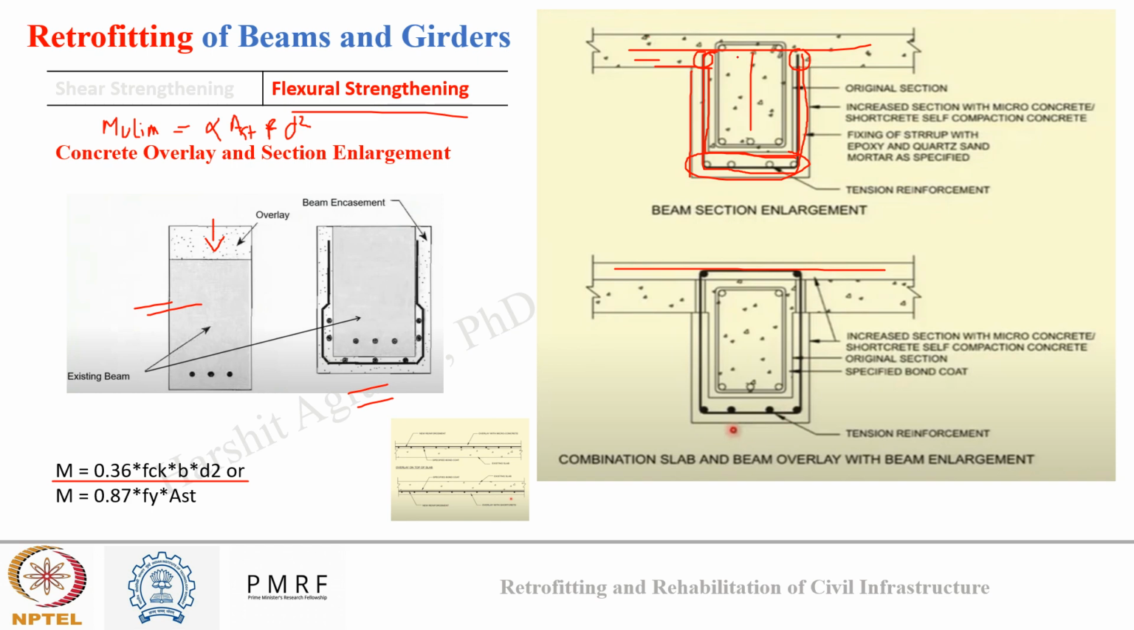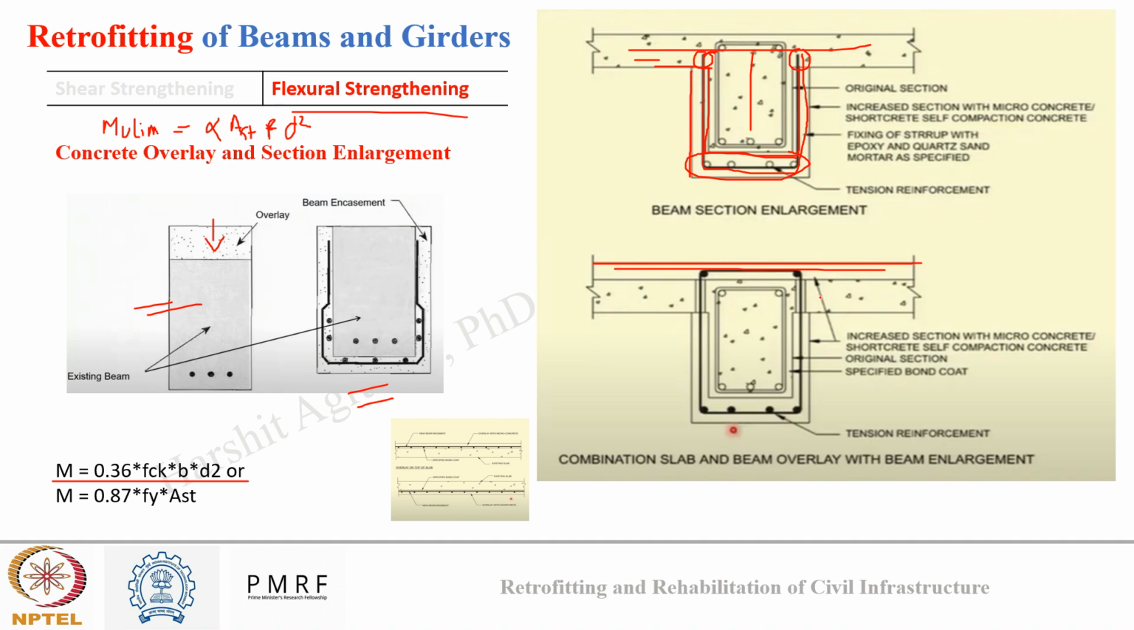Okay, sir. And in the combination slab and beam overlay, what we are saying is that we are putting an overlay of concrete on the top, and at the bottom we are doing the section enlargement. Yes, at the bottom, as it is exposed, we can have a U shape of formwork and fill this concrete and the steel, and it will support it. But how about this top overlay, because the beam is already embedded into the slab? This top overlay is for the slab, not for the beam.